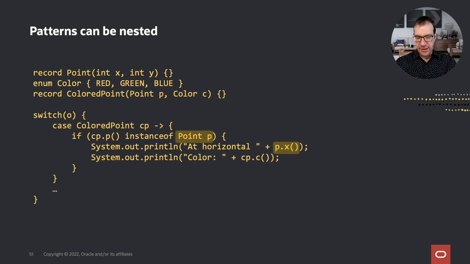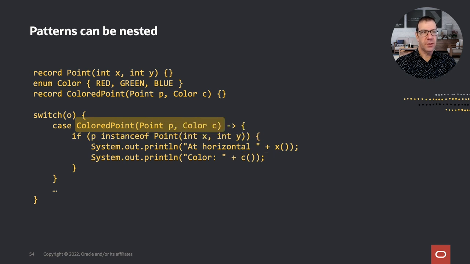So let's try simplifying this code. The first thing I notice is we're using a type pattern for a record type Point, and then we're also using an accessor method. Now, we just have introduced record patterns to simplify code like this. So let's replace this with a record pattern, like so. Okay, so that's great. But in fact, there's another instance of a record pattern here as well. Here, we've got a type pattern for ColoredPoint, and then we have uses of the accessor methods. So we can replace these with a record pattern also, like so.